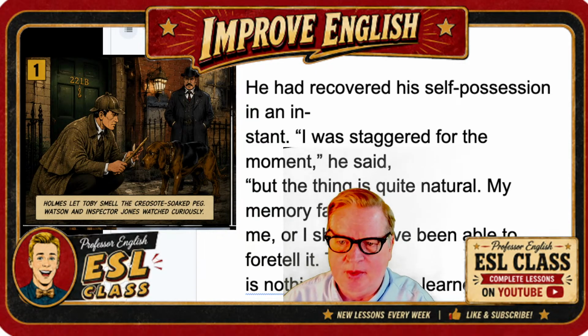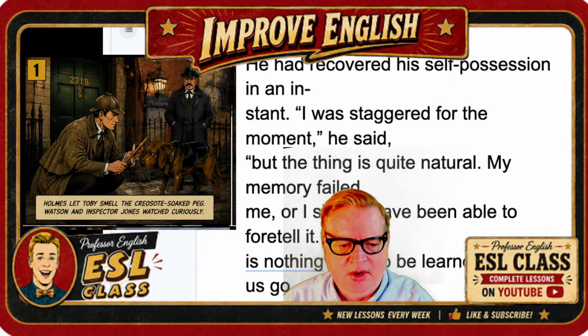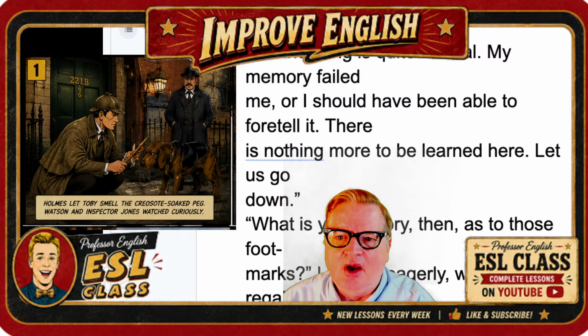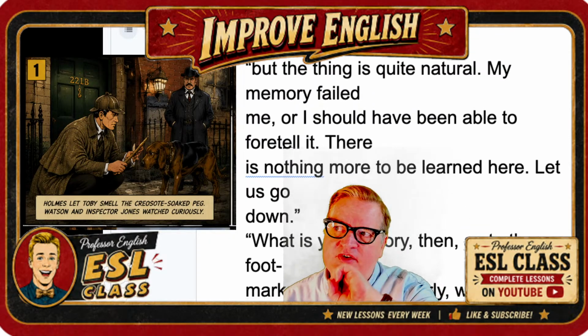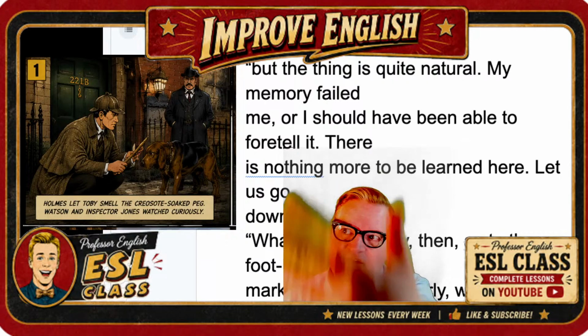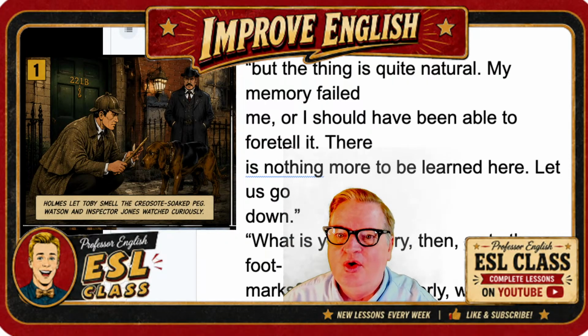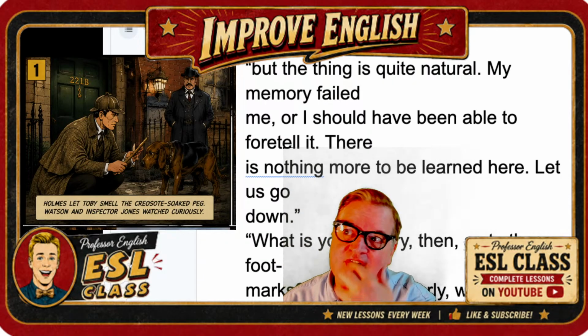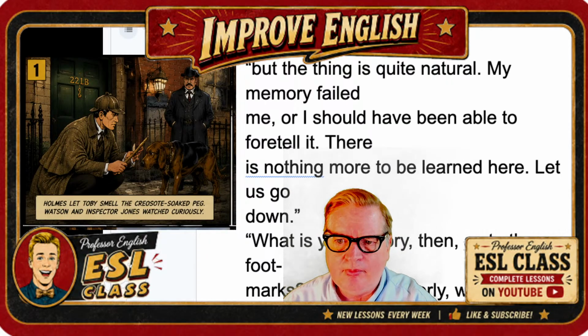"I was staggered for the moment," he said, "but the thing is quite natural. My memory failed me, or I should have been able to foretell it." That word "for" means in front. And you can see this a lot of times to mean prediction. So like forecast. Cast means throw, and "for" means front. So throwing in the front, it means like predict. Foresee, seeing in the front, seeing into the future, also means predict. Foretell, so say something in the front, like predict something by saying it. Or I should have been able to predict it. I should have been able to foretell it.